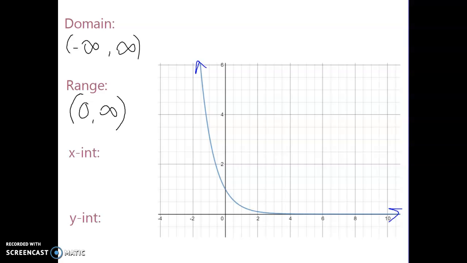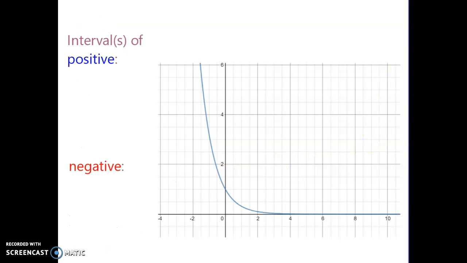Okay, now what did we say last time about the x-intercept? Right, because it doesn't touch the x-axis, there is not an x-intercept. It never actually reaches the x-axis. And then the y-intercept, that was our anchor point. So the y-intercept on all of these, until we do translations, is going to be the point (0, 1).